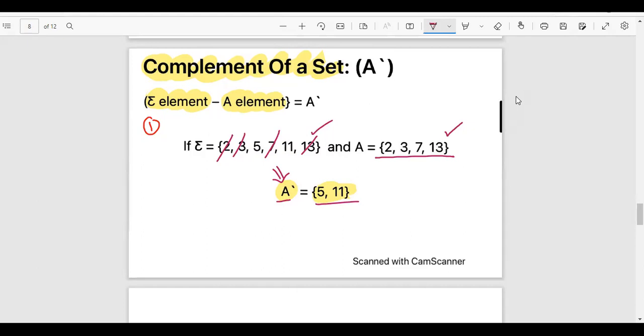Now I have a question. What is the difference between A and A complement? Okay, set A would be given in the question. A complement, which you will be finding, would have all the elements of the universal set except the elements of A, right? So they are completely opposite. A and A complement would have totally different elements. They would not have the same elements. Okay, perfect. It's good now.